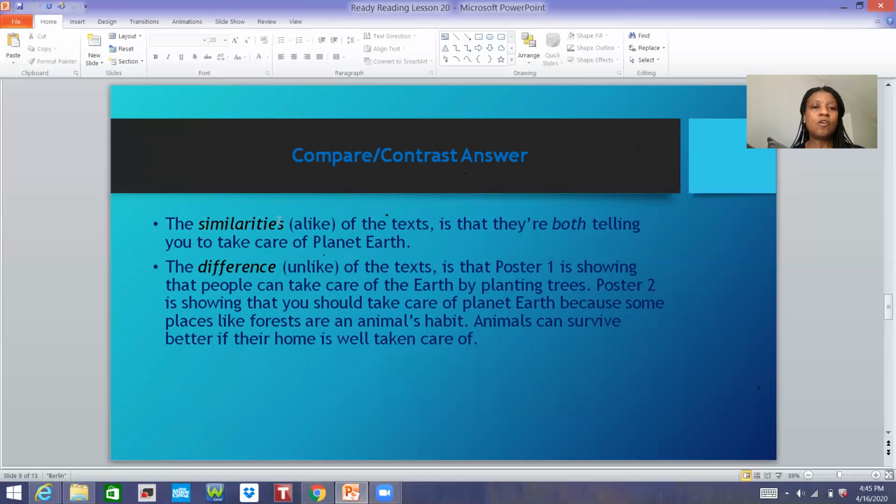Okay, so this is just an overall example of what I just said about poster 1 and poster 2 and how they are similar. The similarity of those texts is that they are both telling you to take care of planet Earth. The difference is that poster 1 is showing that people can take care of the Earth by planting trees. Poster 2 is showing that you should take care of planet Earth because some places like the forest are an animal's habitat. Animals can survive better if their home is well taken care of. So we have just looked at the similarities and the differences of two texts.